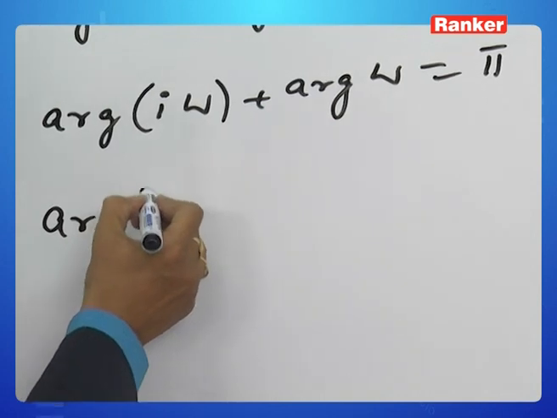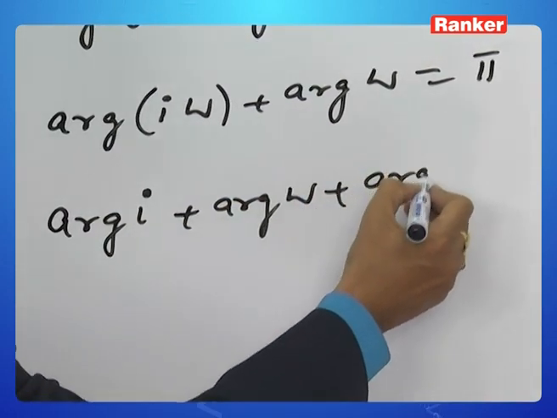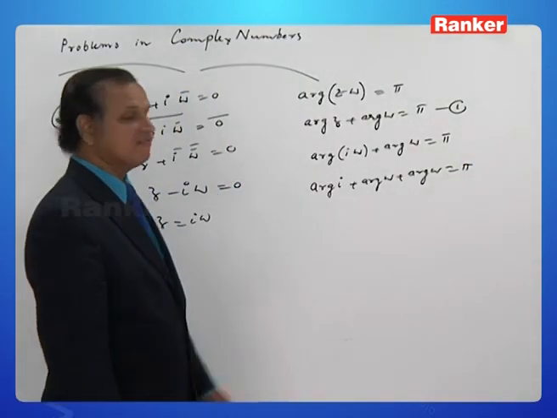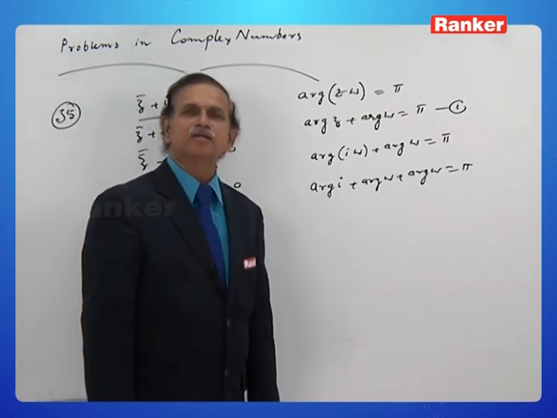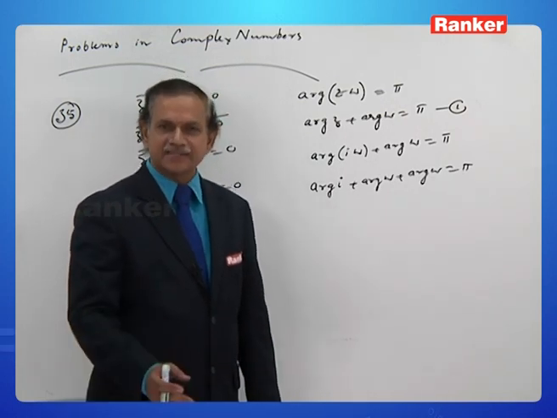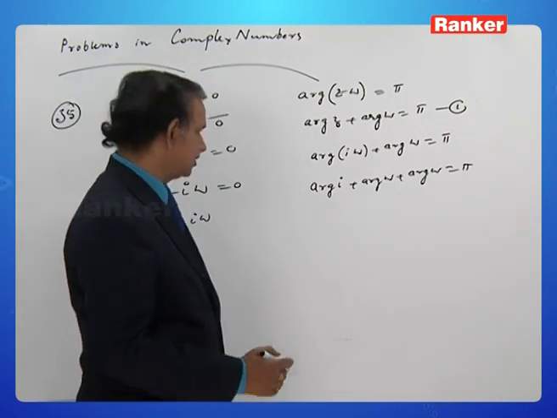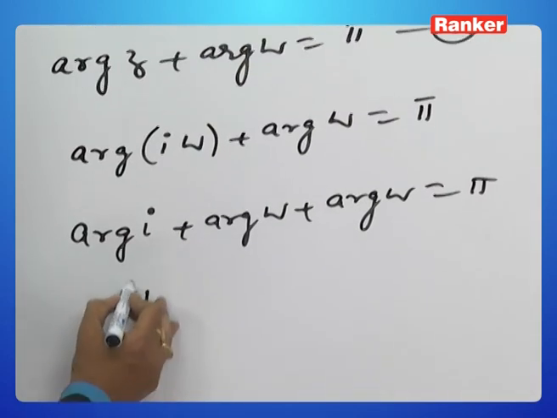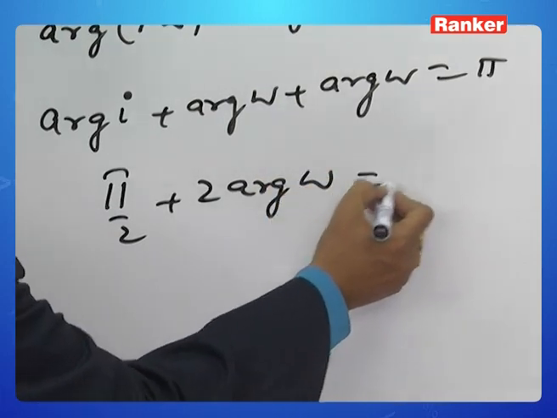Argument of i plus argument of w plus argument of w is equal to pi. What is argument of i? What is the point, complex number i? The point corresponding to i in the Argand plane is (0, 1). It lies on the y-axis, hence it makes 90 degrees with the positive direction of the x-axis. Hence its amplitude, that is the argument, is pi by 2. Well, arg i is pi by 2 plus 2 into arg w is equal to pi.